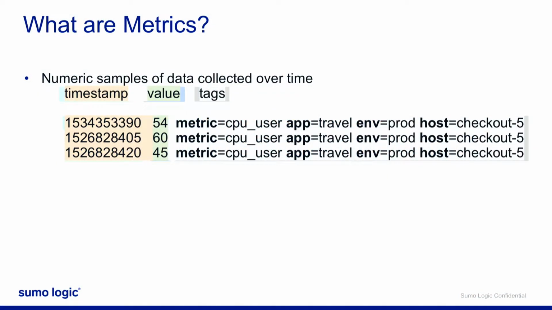So what exactly are metrics? Real simply, they're just numeric samples of data collected over time. The format of these metrics inside of Sumo, really simple. It's a timestamp, it's a value, and then it's a series of tags or dimensions. These are simply key value pairs that describe your metric. They uniquely identify your metric. In this example here, I'm looking at my CPU metric on my travel application in my production environment on my host called checkout number 5.